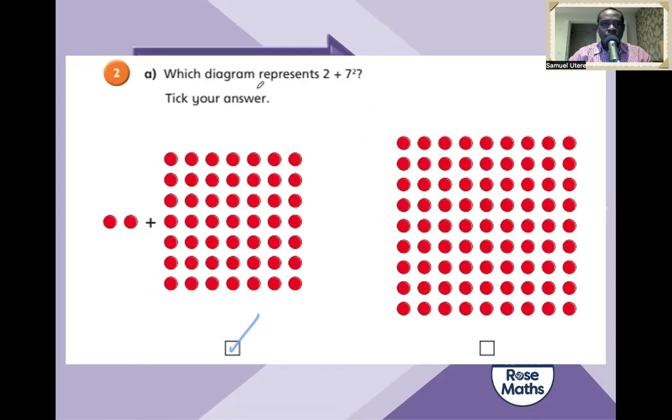Here is the answer to question 2. Which diagram represents 2 add 7 index 2? This means 7 index 2, and 7 index 2 means 7 times 7. So this calculation represents it because remember you do index first, which is this one. You can see this is 49, 7 by 7, and then you add 2 to it.